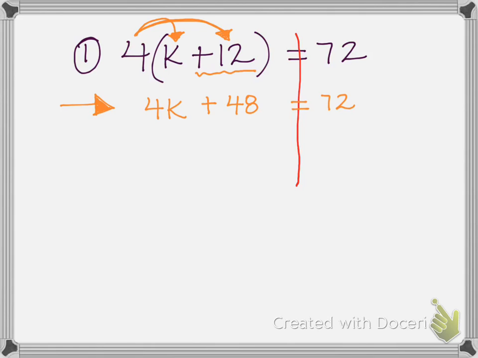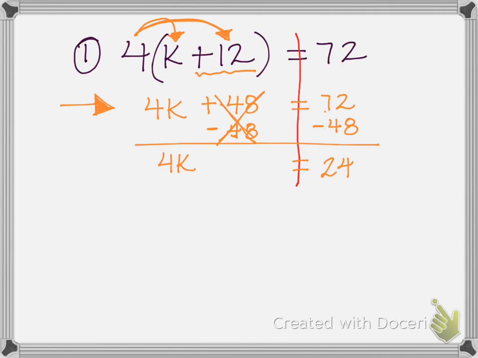So I would first find my constant, which is positive 48, and I'm going to do the opposite operation, and I'm going to subtract 48 on both sides of the equal sign. Okay? So what happens is that 4k comes down, positive 48 minus 48 gives me 0, so this goes away, and then this equals 72 minus 48. 72 minus 48 is 24.